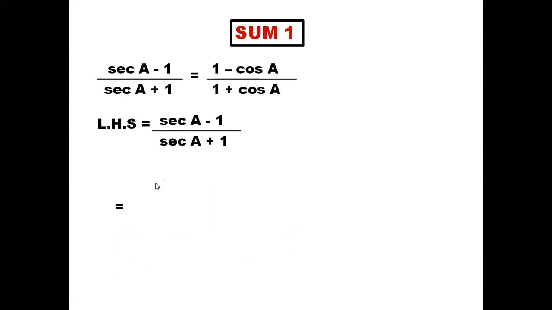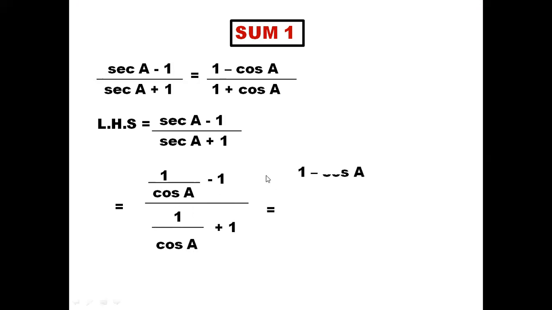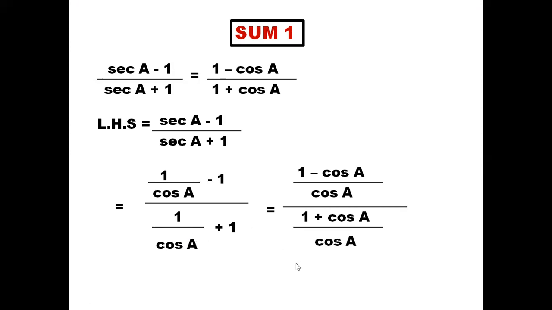We know sec A is written as 1 by cos A. So we write sec A as 1 by cos A, and similarly in the denominator we write 1 by cos A plus 1. Now we take the LCM here, cos A is the LCM. So we get 1 minus cos A divided by cos A. Similarly in the denominator we take cos A as the LCM, we get 1 plus cos A, because here we don't have anything, so 1 plus cos A divided by cos A. Cos A gets cancelled out. What is remaining? 1 minus cos A divided by 1 plus cos A, which equals the right hand side.